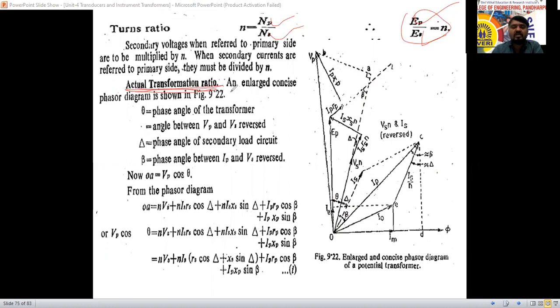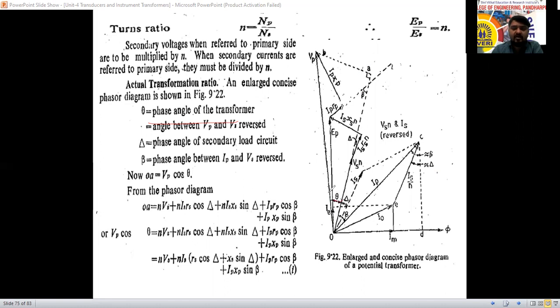An enlarged phasor diagram is shown here. Now this is the enlarged phasor diagram. Theta is the phase angle of the transformer. Where is theta? This is the phase angle of the transformer, that is the angle between the primary current here, this is the primary current, and this one is the secondary current.